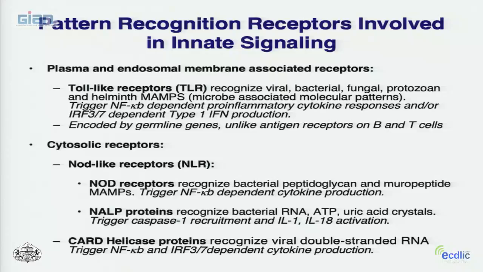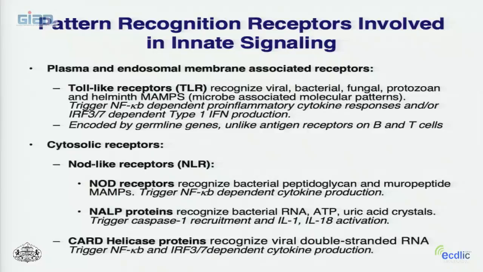So this is just a summary of the pattern recognition receptors involved in innate signaling. There are plasma and endosomal membrane-associated receptors, and I've just mentioned these toll-like receptors, which recognize viral, bacterial, fungal, protozoan, helminth, microbe-associated molecular patterns. They're called MAMPs. And they trigger NF-kappa-B-dependent pro-inflammatory cytokine responses. And they're encoded by germline genes, unlike antigen receptors on B and T cells.